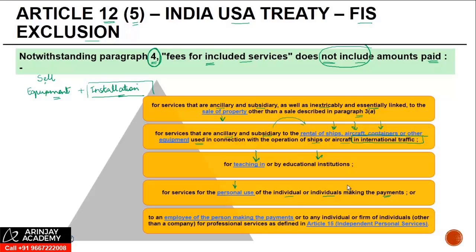To an employee of the person making the payment, so if a company is making a payment to its employee, right, for the services that he is doing, obviously that's income from employment. That will be covered under Dependent Personal Services Clause, or to any individual or firm of individuals other than a company for professional services as defined in Article 15. So if any particular income is covered under Article 15 and a payment is made to an individual or a firm of individuals, that will not come out to FIS under the India-USA Treaty.